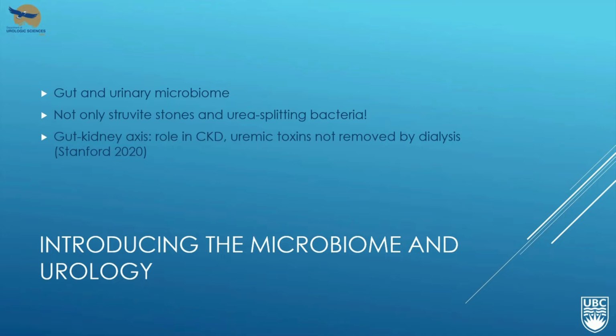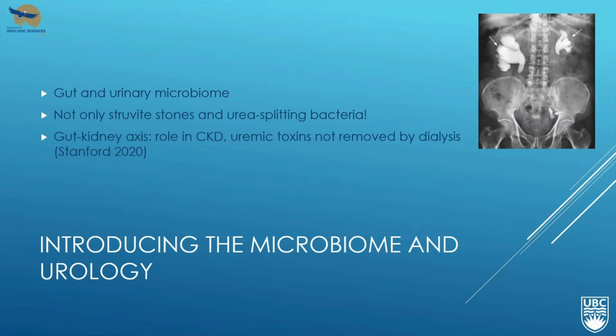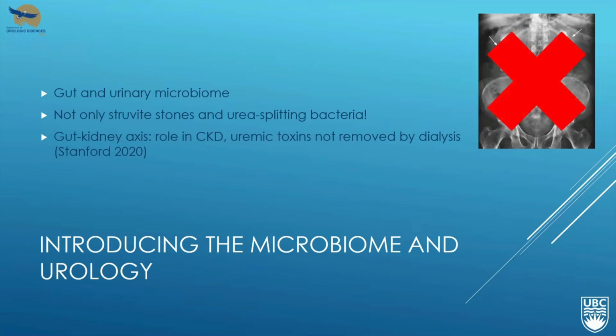When talking about the microbiome and urology, a lot of the time our minds jump towards struvite stones and infective stones and their associated urea splitting bacteria. Here we see the typical bilateral staghorn sign, often associated with struvite stones. But for the purposes of this discussion, we're going to be leaving that out of the picture, and we'll be focusing more on calcium oxalate stones and calcium oxalate metabolism. In recent studies, there's been more talk about this gut-kidney axis, as well as its role in chronic kidney disease and the metabolism of uremic toxins not typically removed by dialysis, which is another area of focus that is gaining some traction now.